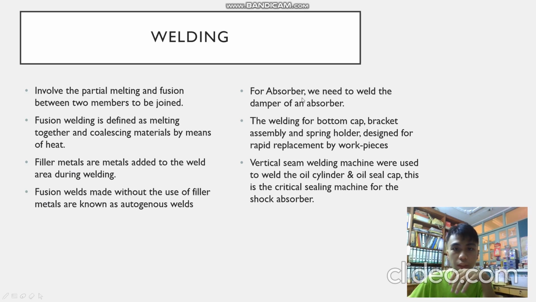For the absorber, we need to weld the damper of an absorber. The welding is for the bottom cap, bracket assembly, and spring holder, designed for rapid replacement of the workpiece. The vertical seam welding machine is used to weld the oil cylinder and also the oil cap, and this is the critical sealing machine for the shock absorber.